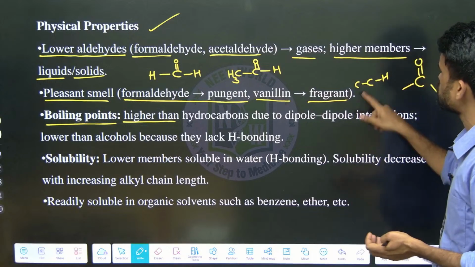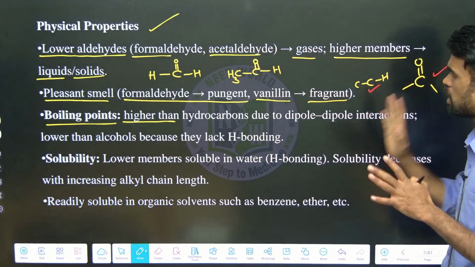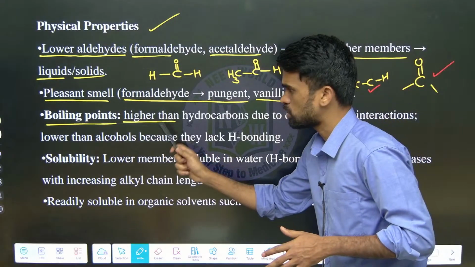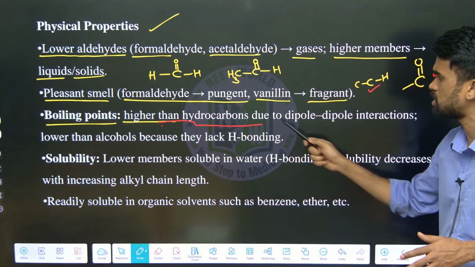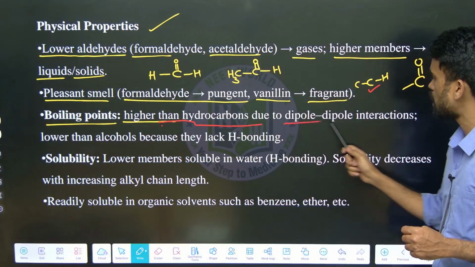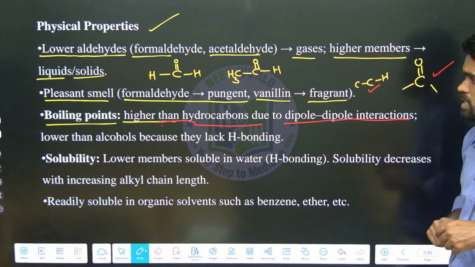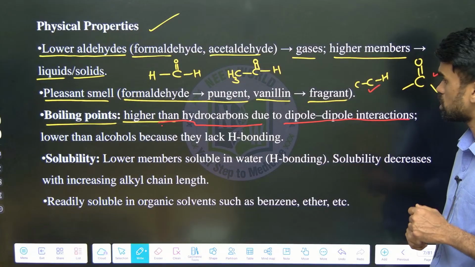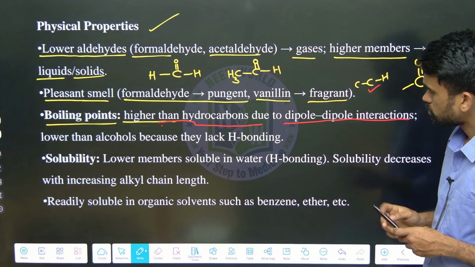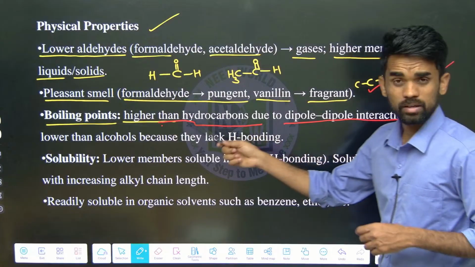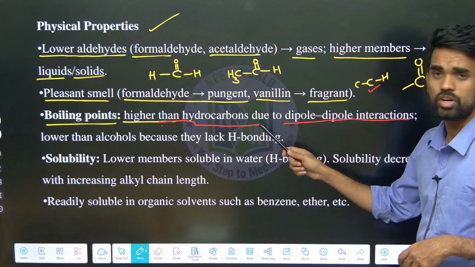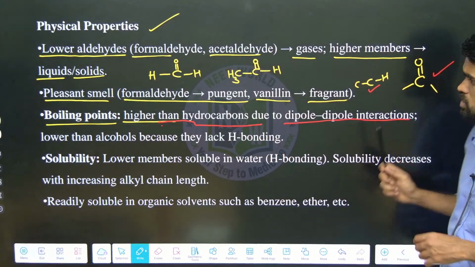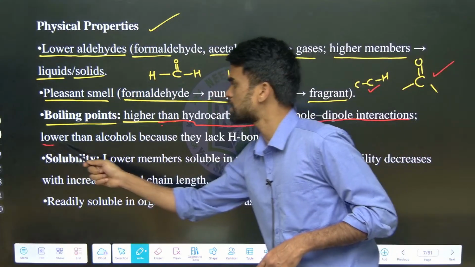So these are less polar. When it comes to the carbonyl group, they are more polar. So that's why the boiling point of carbonyl compounds is higher than the hydrocarbons, due to dipole-dipole interactions. What is the interaction it has? Dipole-dipole interactions. Okay, right. So the boiling point is higher than the hydrocarbons due to dipole-dipole interactions, and it is lower than the alcohols.